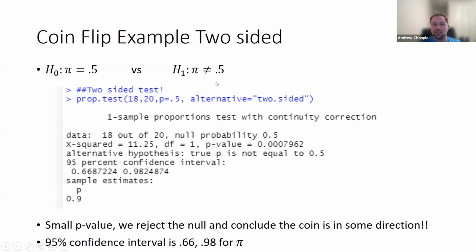I can do the same thing with the two-sided test by using alternative equals two-sided. Here again, I get a very small p-value. You can see that here. So I reject the null that pi equals 0.5. So I reject the null that the coin is fair. And I get a confidence interval here. My confidence interval is 0.66 to 0.98. That's a 95% two-sided confidence interval. So what does that mean here? That means that I can say, hey, based on my data, it looks like the true probability of heads is between 66% and 98%. So my 95% confidence interval is 0.66 and 0.98.